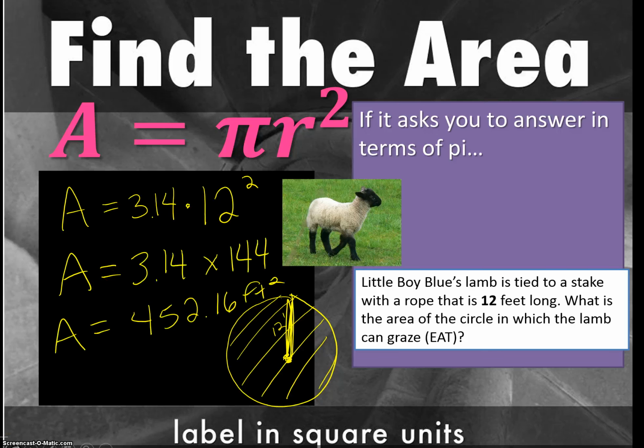So the lamb could graze 452.16 square feet. And I'd have to change that every once in a while because obviously he'd eat the grass down, and so he'd need to move his sheep just another 12 feet out of the way so he could regraze another area.